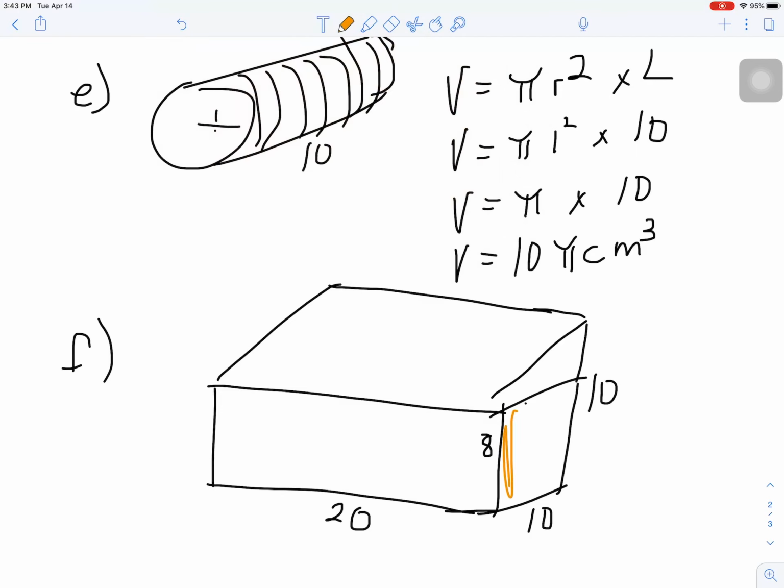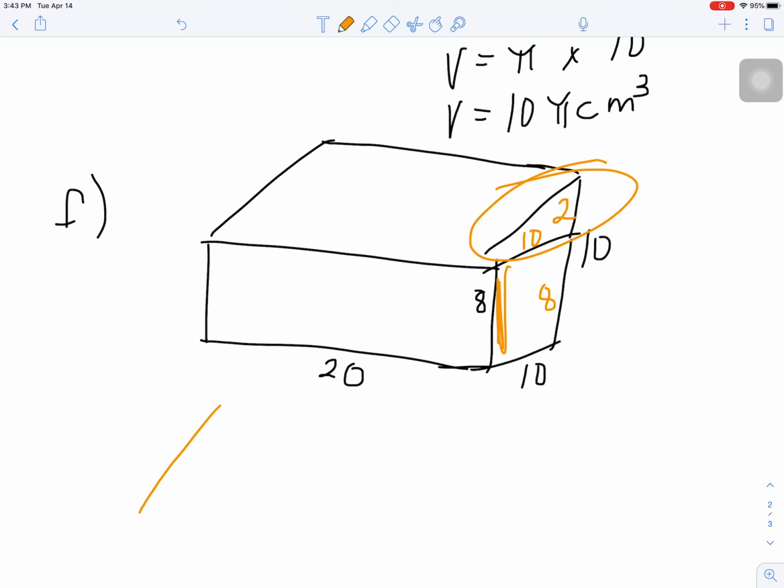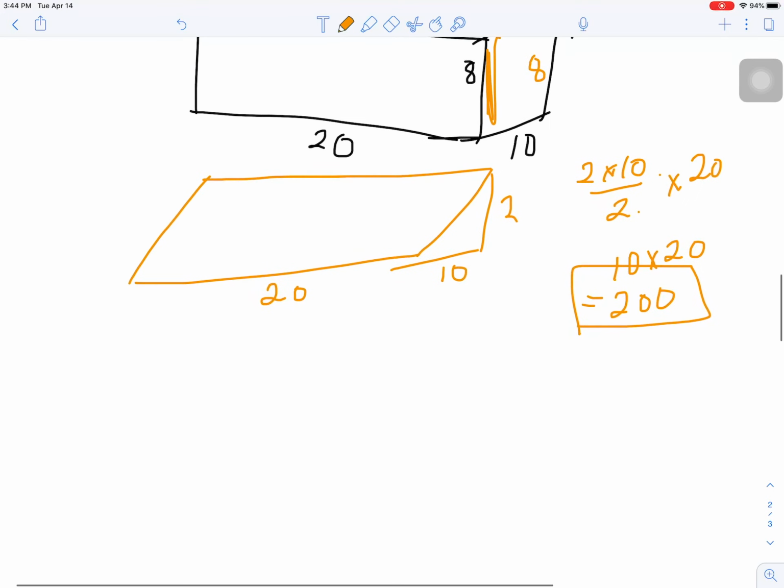Okay? So if we're going to do this carefully, we can see that this is 8. So that means that this is 2 and this is 10. So let's grab the triangular portion and get that taken care of first. Our triangular portion gives us these dimensions. We have 2, we have 10, and we have 20. So remember, 2 times 10 divided by 2 times 20. So 2 times 10 is 20, divided by 2 is 10, so we get 10 times 20. So the top is roughly 200.